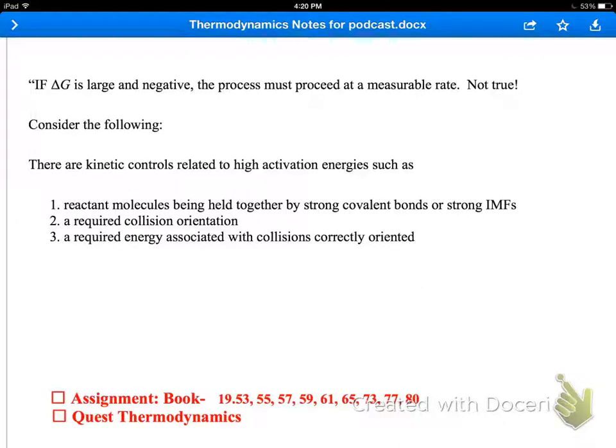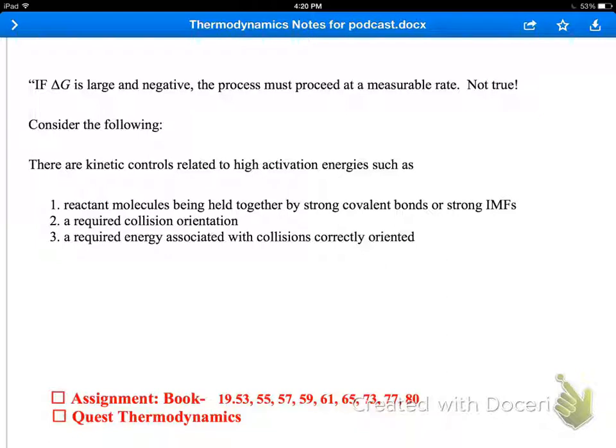The other big misconception, and this is part of why the College Board wanted us to shift from the term spontaneous to the term thermodynamically favored, is because they believe this misconception is really significant. And that is that if delta H is large and negative, the process must proceed at a measurable rate, or you would even assume a fast rate. And this is absolutely not true. Kinetics is really separate from what's happening here with delta G.